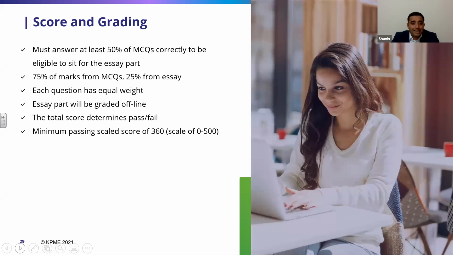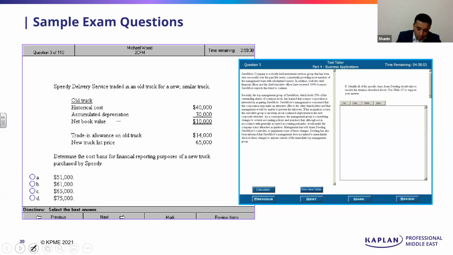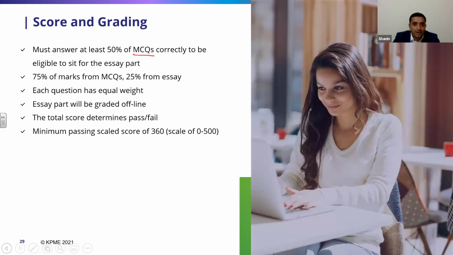Now, talking about scores and grading. In the CMA exam, there are two parts. There are MCQs, and your MCQs will look like this. There will be a question and 4 options. When you start, you will have MCQs first, and you should answer at least 50% of the MCQs correctly.